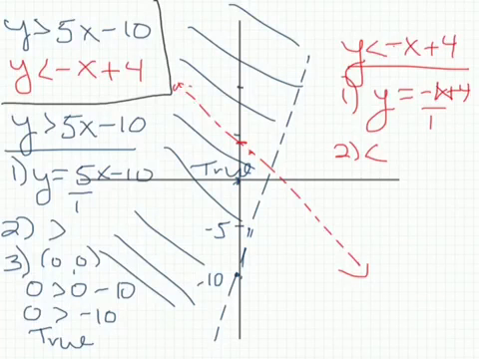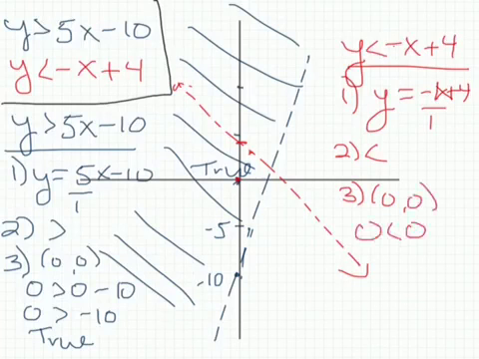And then the third thing to do is to do our shading. And once again, I love 0, 0. 0, 0 is clearly not on that red dashed line. So we're going to plug 0, 0 in again. And we have 0 is less than 0 plus 4, or 0 is less than 4. And that statement is also true.